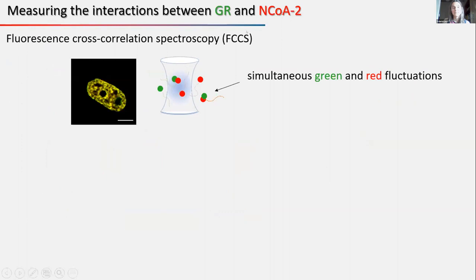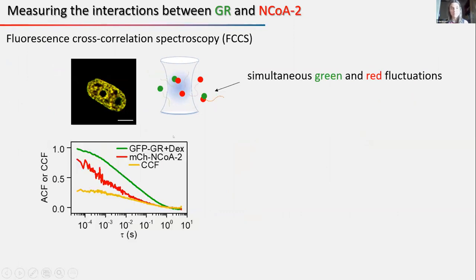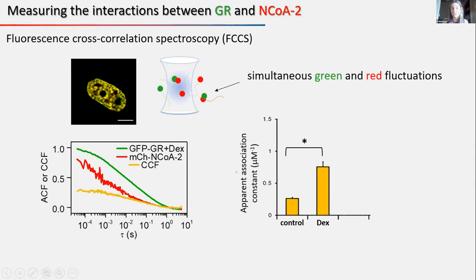So we did that with the GR and a co-activator of the receptor. Here are some results we got in this system. Here is the autocorrelation function in the green and in the red channel, and the cross-correlation. From the analysis of the cross-correlation function, we can obtain information regarding the relative amount of the heterodimers, and also the mobility. From this analysis of the relative amount of heterodimers, we can estimate an apparent association constant.